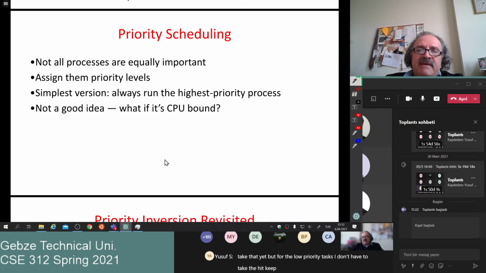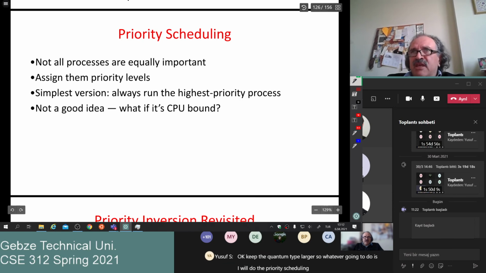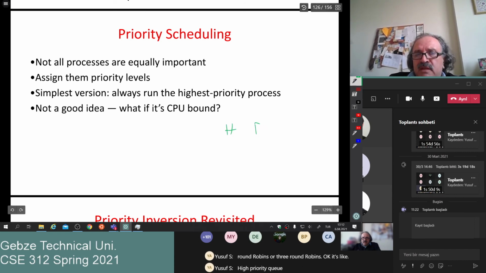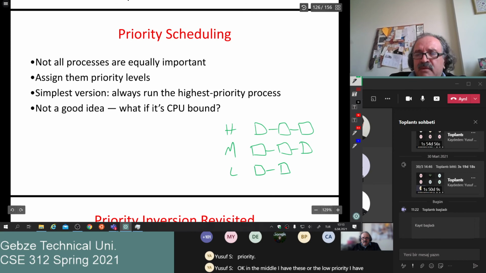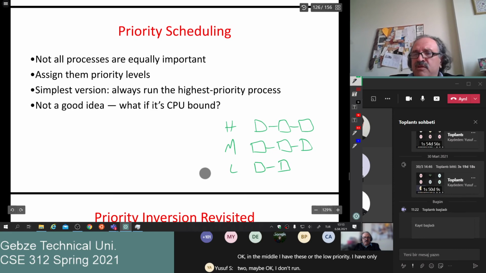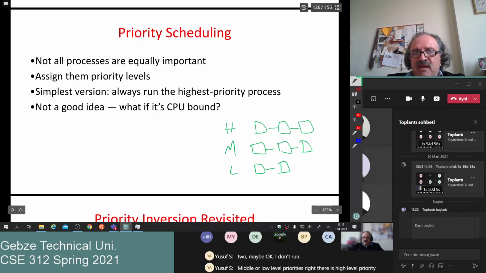Keep the quantum time larger. So what I'm gonna do is I will do the priority scheduling. I will keep 2 round robins or 3 round robins. Okay, it's like a high priority queue. These are the processes for the high priority. In the middle I have these. For the low priority I have only 2 maybe. I don't run middle or low level priorities while there is a high level priority runnable.